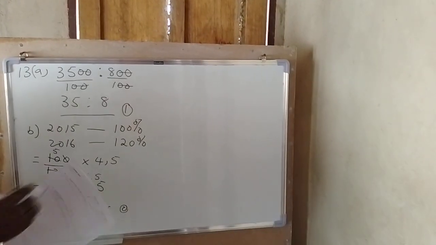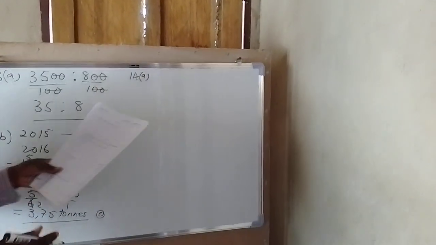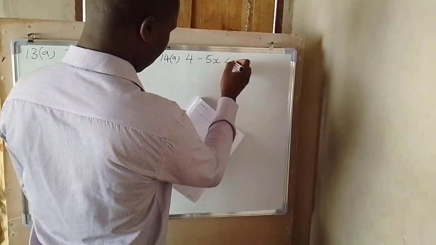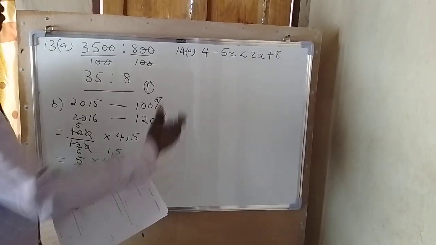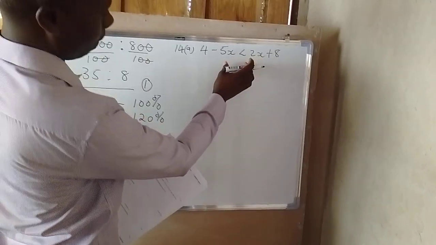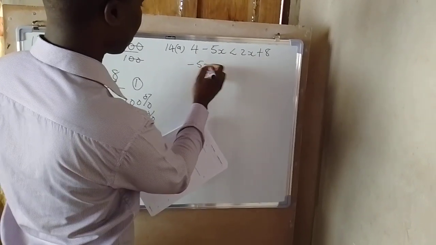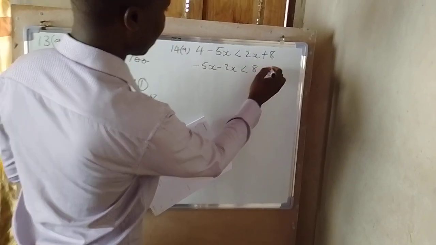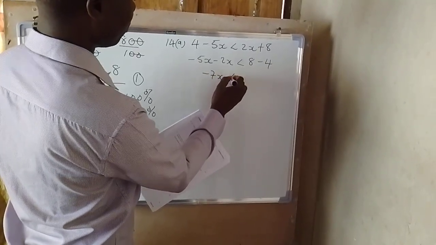Then number 14a is on inequalities. It's to simplify the inequality 4 minus 5x less than 2x plus 8. We simply treat this as an equation, where if any term crosses the inequality sign, it changes sign. So we take like terms together. This becomes minus 5x minus 2x less than 8 minus 4. If we subtract here, minus 5x minus 2x, we get minus 7x being less than 4.